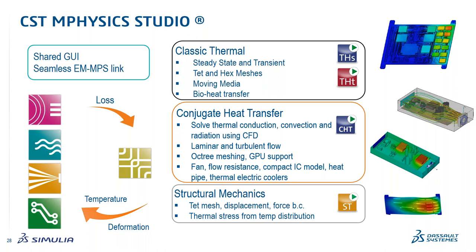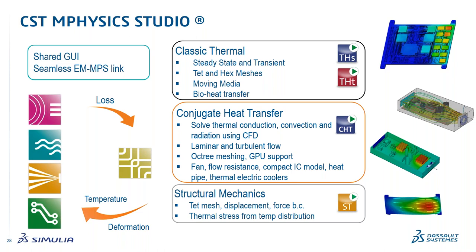The first solvers that I showed you earlier, called classic thermal solvers, deal with the conduction aspect of the heat transfer only. When it reaches the surface, you use something called the heat transfer coefficient we explained earlier to model the convection and radiation. But if you do want to solve the flow together with your conduction, you want to use the conjugate heat transfer solver.